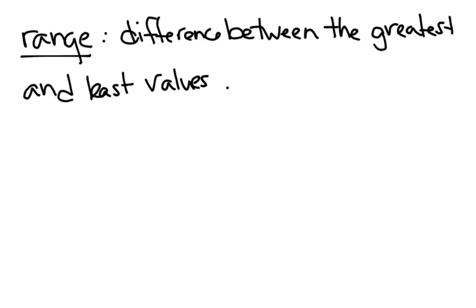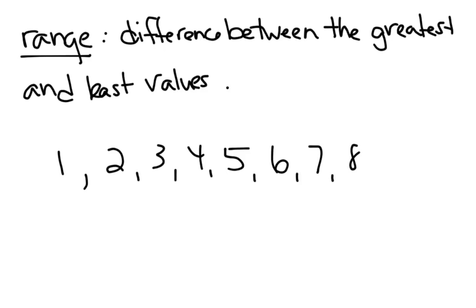Sometimes we want to look at the range of a set of data. The range of a set of data is going to be the difference between the greatest and least values. When you order numbers from least to greatest, so for example, let's say I have 1, 2, 3, 4, 5, 6, 7, 8, 9, just as a general set of data.